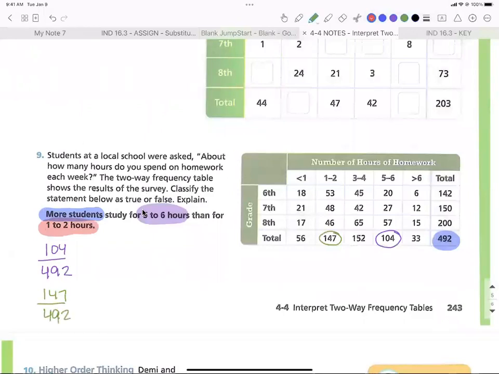Notice my denominator is the same. If my denominator is the same, meaning it's out of all the students in the whole poll, I don't need to do a ratio because it's obvious that 147 is a higher number than 104. Does that make sense? So notice my denominator was the same.